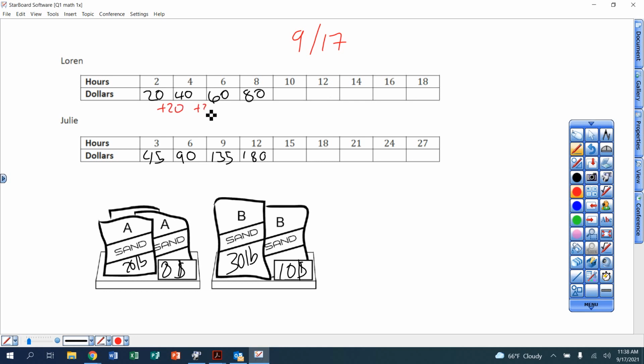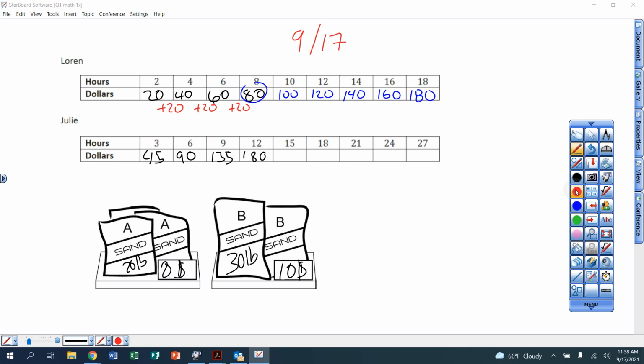the pattern to fill in the rest of the table, being accurate, taking that 80 plus 20 to get 100, plus 20, 120, plus 20, 140, plus 20, 160, plus 20, 180.